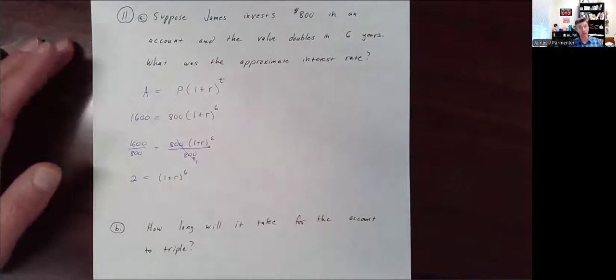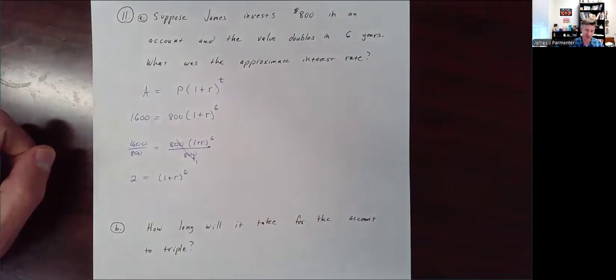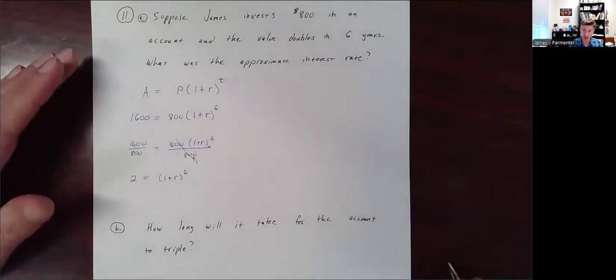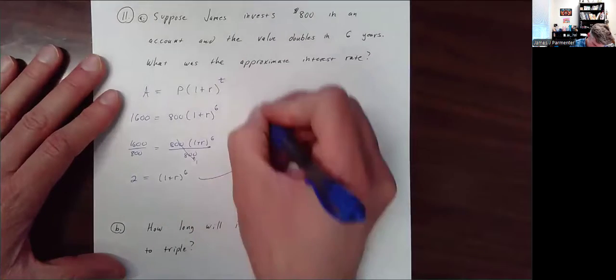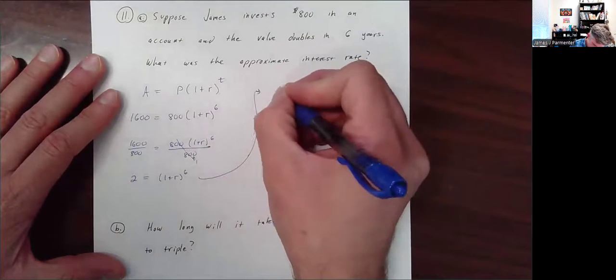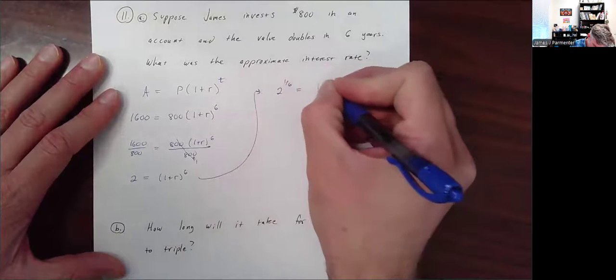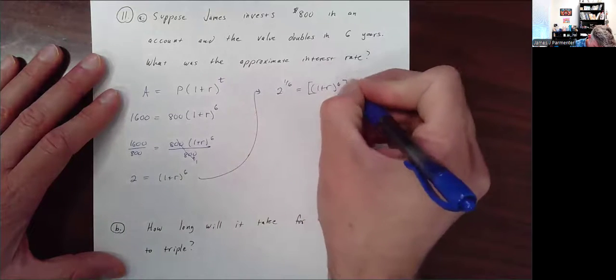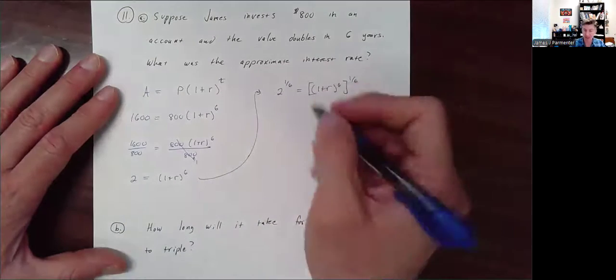To undo it, I'm not going to use a logarithm here. You could technically use a logarithm, but it's the wrong way to go. The better way to go is to undo a 6th power by raising both sides to the 6th root. So I'm going to write this as 2 to the 1/6 power equals 1 plus r to the 6th to the 1/6 power. You really don't need to write this right-hand side. I'm just trying to show my work here.